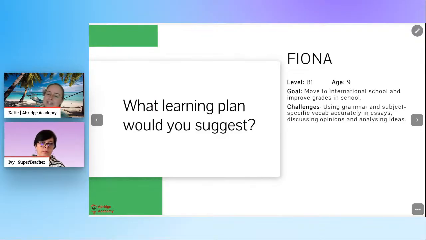So thinking about this particular student, let us know in the chat what you think would be helpful for this student. And there is no right or wrong answer, by the way. It's just really interesting to have a think about what you would offer your student in this scenario. Moving to international school, struggling with grammar, subject-specific vocabulary, essay writing, discussing opinions, analysing ideas, that kind of more advanced skills.